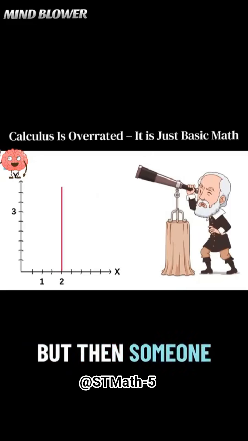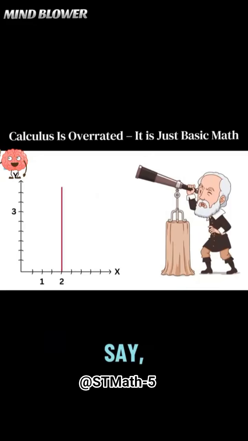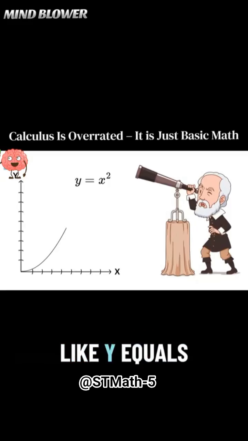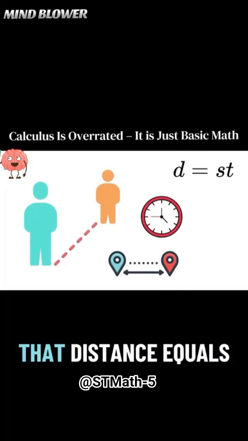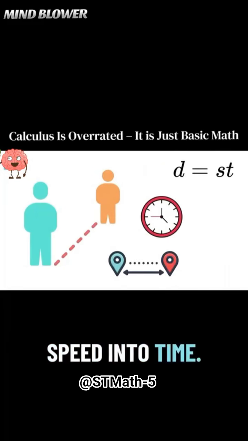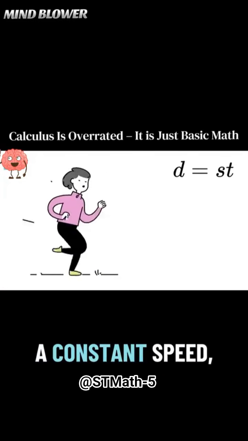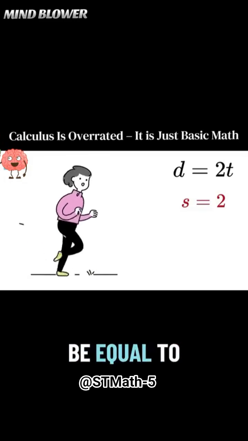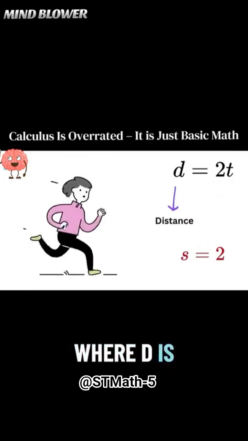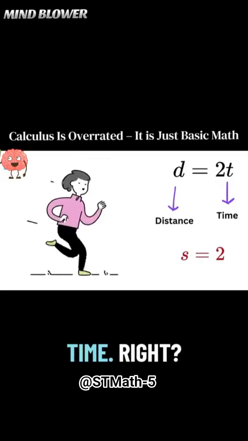But then, someone like Galileo might come along and say, what about something like y equals x squared? That's not a straight line. It's a curve. For example, we all know that distance equals speed times time. Now assume you are running at a constant speed, say 2 meters per second. So d will now be equal to 2t, where d is the distance and t is the time, right?